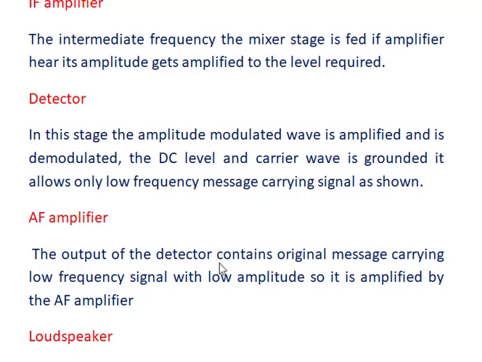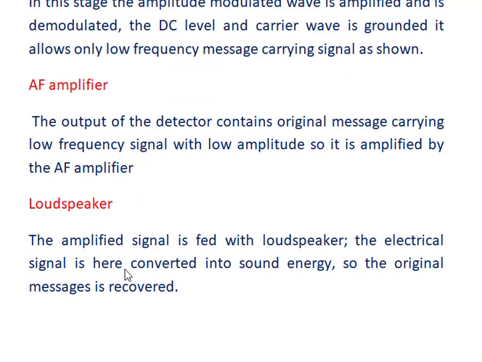The output of the detector contains the original message carrying low frequency signal with a low amplitude. So its amplitude is amplified by the AF amplifier, and then the amplified signal is fed to the loudspeaker. Here the electrical signal is converted into sound energy. So the original message is recovered from the superheterodyne receiver.